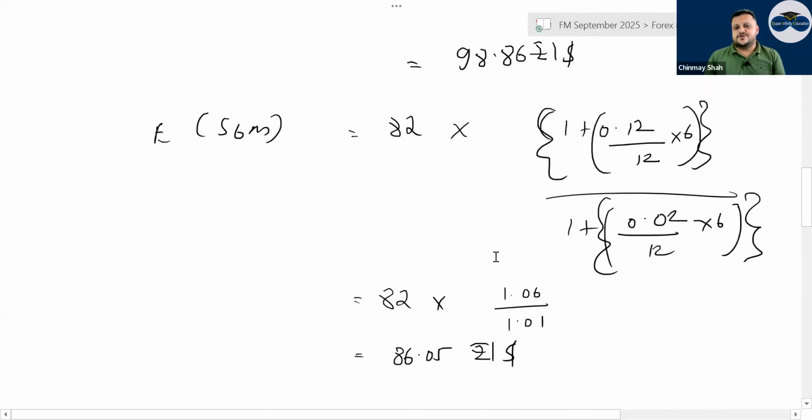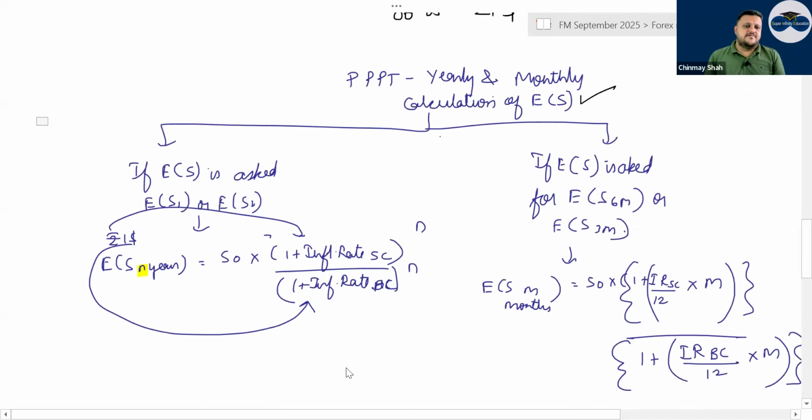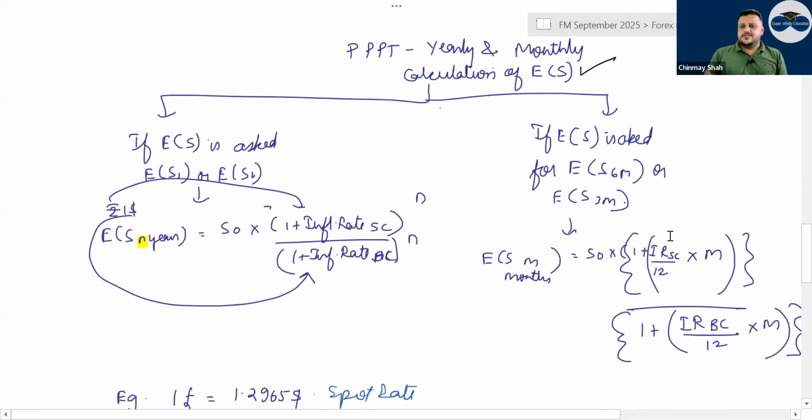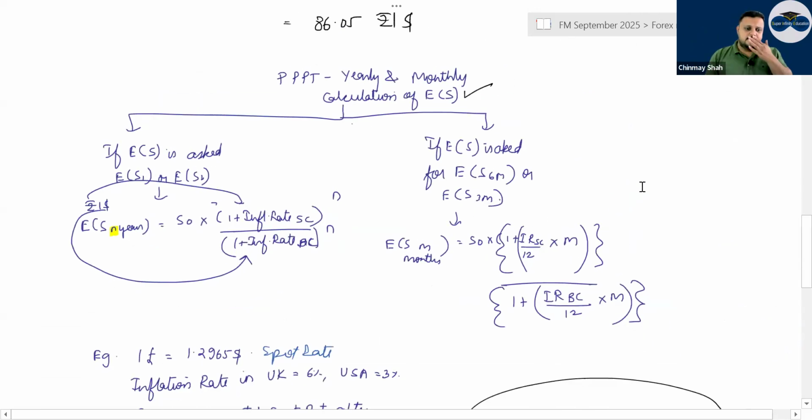But when it is 6 months or 12 months, I've given a table here. When asked for S1, S2, right? Then what will you do? Raise to N. But when asked for ES at 6 months or 3 months, in that case you will take the yearly rate and raise it to the power of the number of months divided by 12. Correct? That is how you do it.